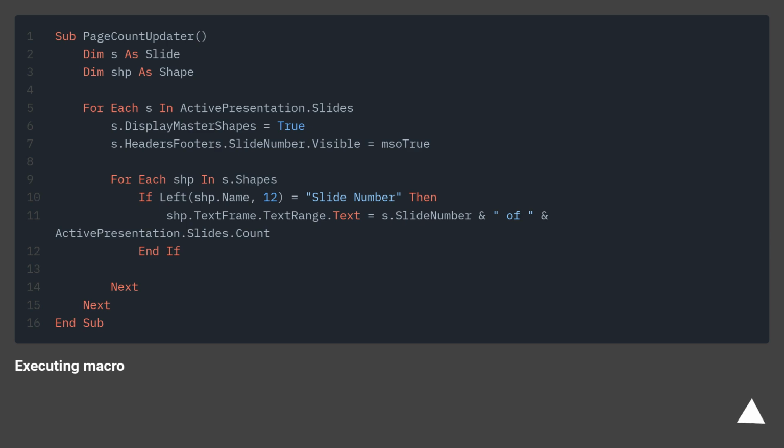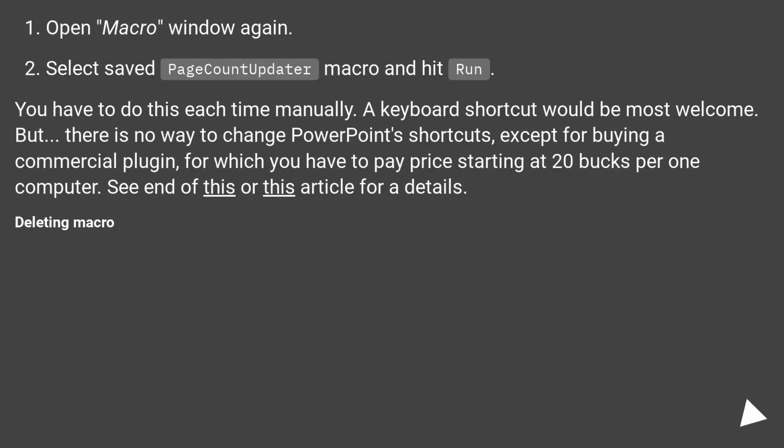Executing macro. Open the macro window again. Select the saved page count updater macro and hit run. You have to do this each time manually. A keyboard shortcut would be most welcome. But there is no way to change PowerPoint shortcuts, except for buying a commercial plugin, for which you have to pay a price starting at $20 per one computer. See the end of this or this article for details.